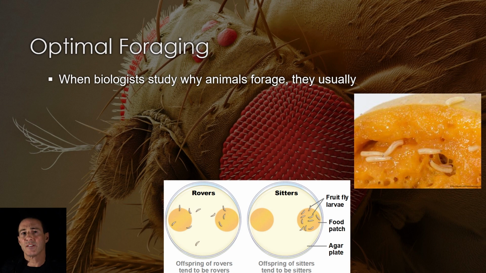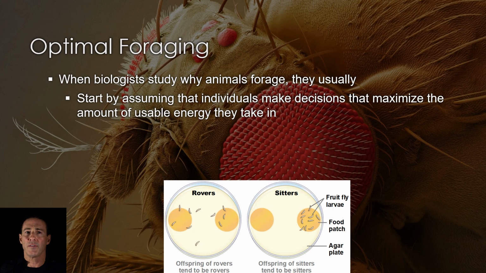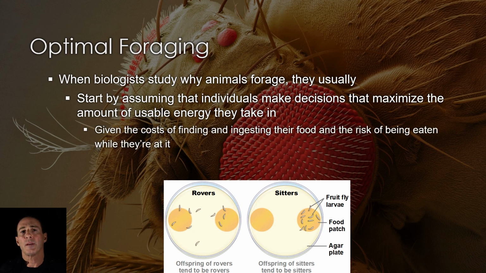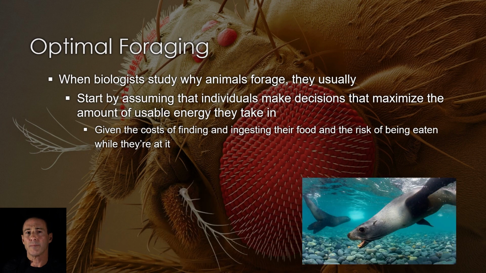When biologists set out to study why animals forage in a particular way, they usually start by assuming that individuals make decisions that maximize the amount of usable energy they take in, given the costs of finding and ingesting their food, and the risk of being eaten while they're at it. This hypothesis that animals maximize their feeding efficiency is called optimal foraging. The specific costs and benefits of foraging depend on the feeding strategy and the environmental conditions of the organism.